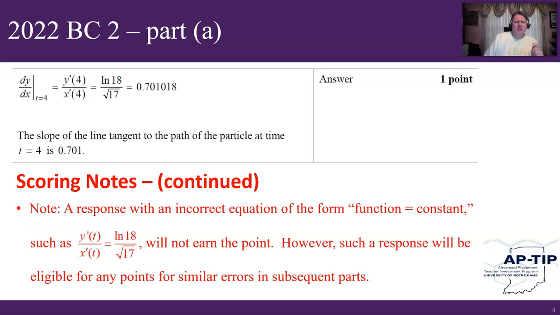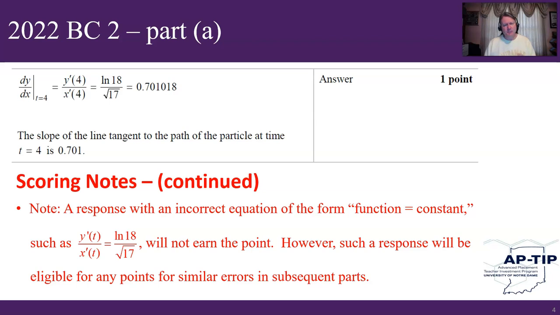Now, let's take note. A response with an incorrect equation of the form function equals constant. Now, what do I mean by that? Well, let's say the student knew that we had to take the derivative of y and we had to take the derivative of x and divide them in that order, but they didn't communicate, especially at the t value of 4. So as you can see right here, y prime of t over x prime of t equaling a correct unsimplified answer. That will not earn the point.